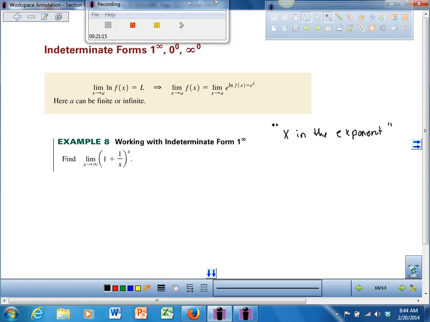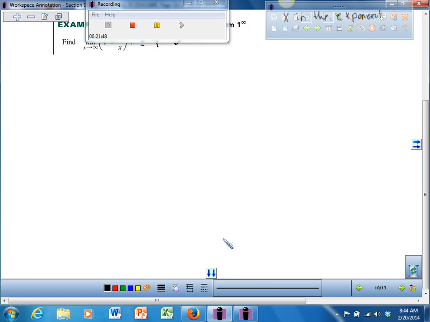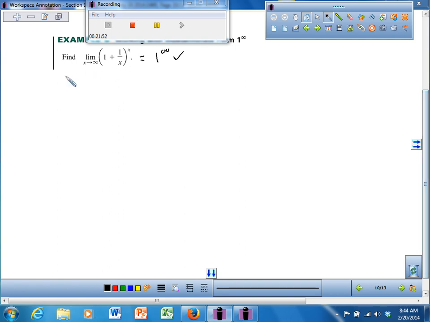So when we end up with this type, if I plug in infinity, I've got 1 plus 0 to the infinity. So this one is 1 to the infinity. That is an indeterminate form. So that's one that we can use. But with this x in the exponent, we want to change the look of it again. And we will use logs to do that. All right, so the first thing we're going to do is we're going to say, let's call this limit L.